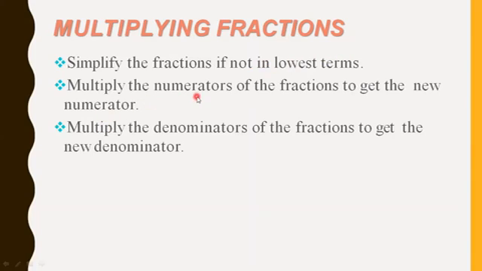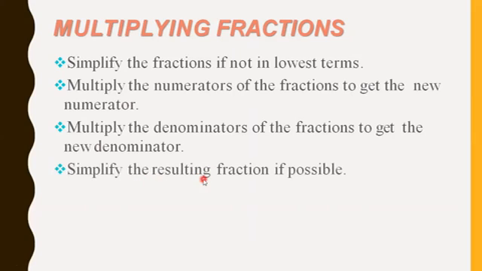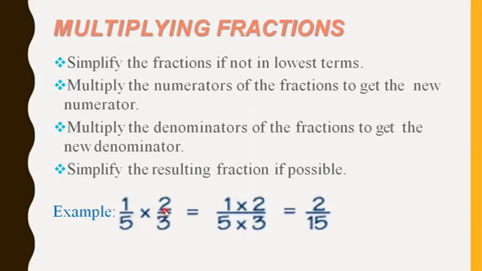After that, you should multiply the numerators first. Next you should multiply the denominators. Next, simplify the resulting fraction if possible. If it is possible, you can reduce it to lowest terms. Now let us see the example: 1 by 5 into 2 by 3. See, this is also a fraction and this is also a fraction.